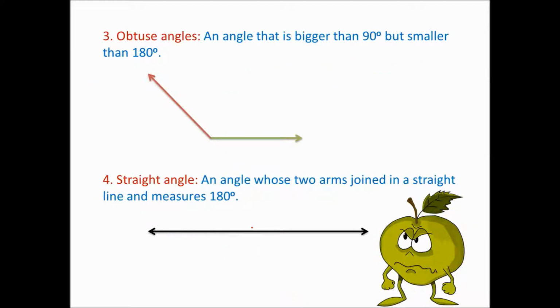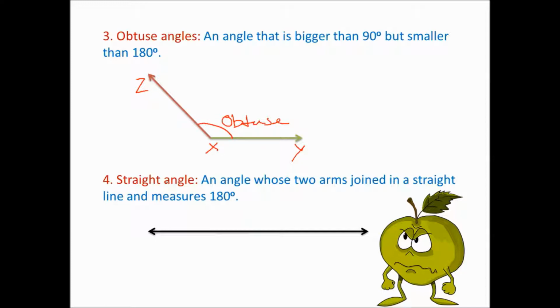Right. Next is obtuse angle. So an angle that is bigger than 90 degree but smaller than 180 degree. So what is an obtuse angle? Again see, if this is X, this is Y and this is Z, then X is our vertex, XY and XZ are the two arms, and this is our obtuse angle. So this angle is more than 90 degree but less than 180 degree.